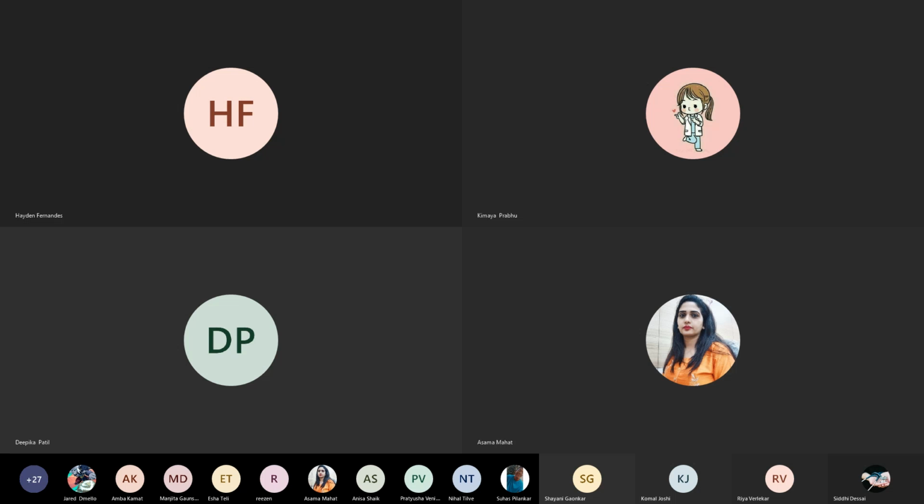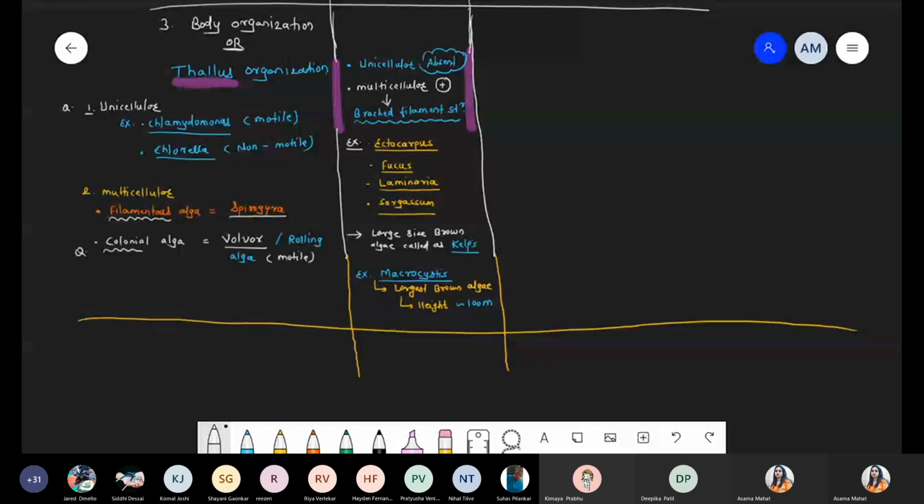Called as the thallus organization. So already we discussed a few examples in case of unicellular and multicellular with respect to green algae. In case of brown algae, we discussed that unicellular structures are totally absent, but yes, multicellular structures are present, and we discussed some examples. Today we are talking about a few examples with respect to red algae. First of all, we are taking examples for the unicellular.